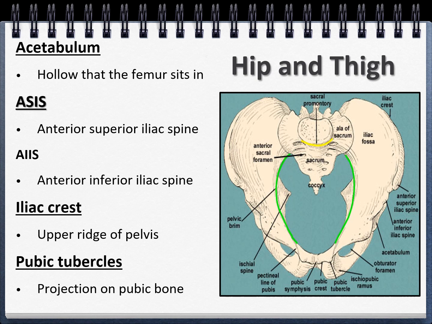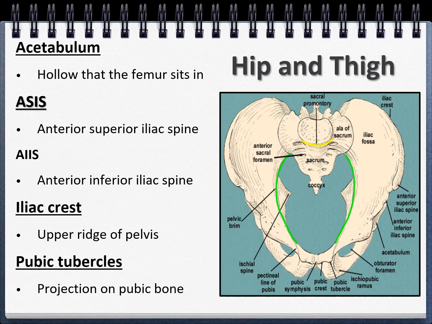ASIS is a short version for the anterior superior iliac spine. So this refers to the pelvic girdle and refers to the iliac spine of the pelvic girdle. So if something attaches to the anterior superior iliac spine, then we know it's in the front, it's at the top, and it's on that iliac spine.